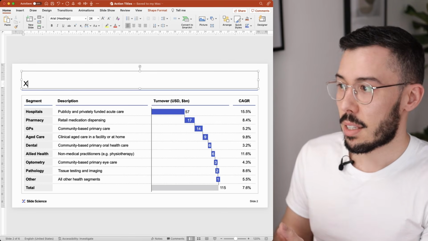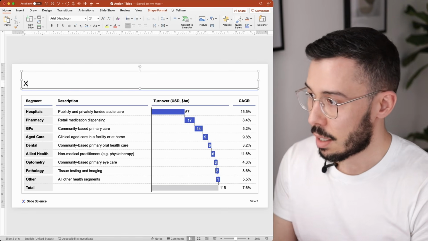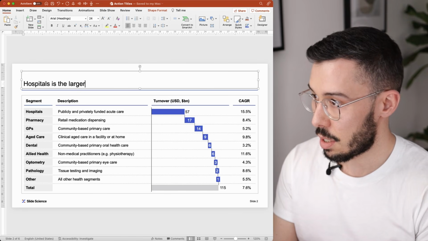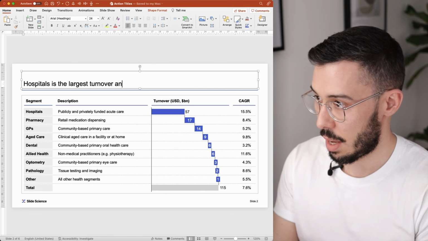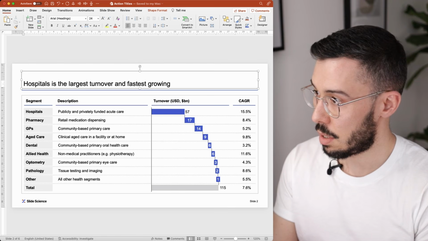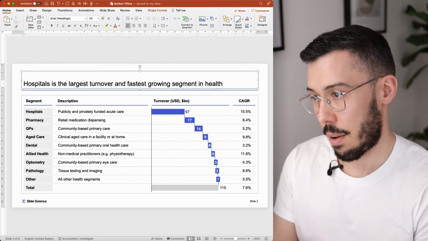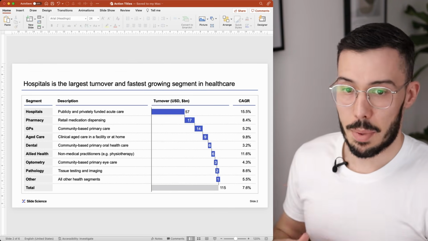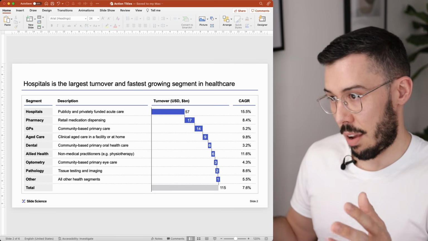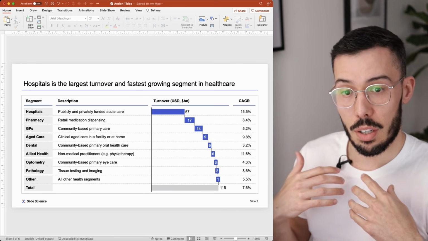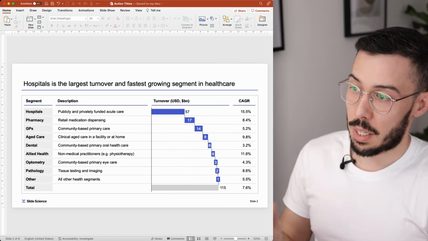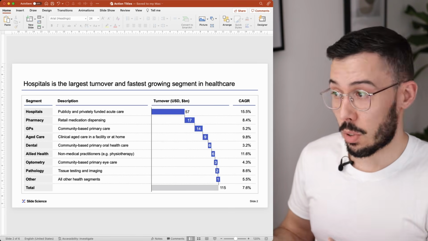But in this case, it would be something like: hospitals is the largest turnover and fastest growing segment in healthcare. It'd be something like this, and it does depend on the broader storyline that you have for your slide deck and the overall purpose or point of the slide deck. But this would be an example of what an action title would look like.